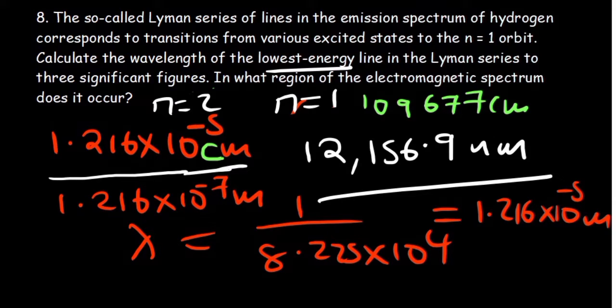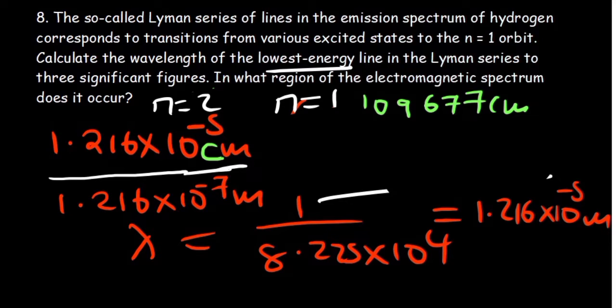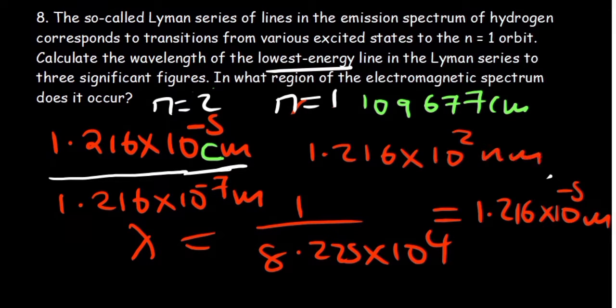And converting that to nanometers, we're supposed to multiply by 10 to the power 9, which is going to cancel out the negative 7 and remain with the power 2. So it will be 1.216 times 10 to the power 2 nanometers. So multiplying by 100, it is 121.6 nanometers as our final solution to the question.